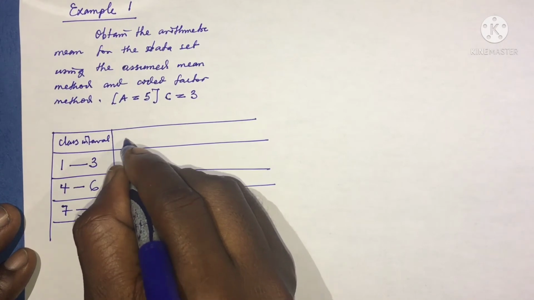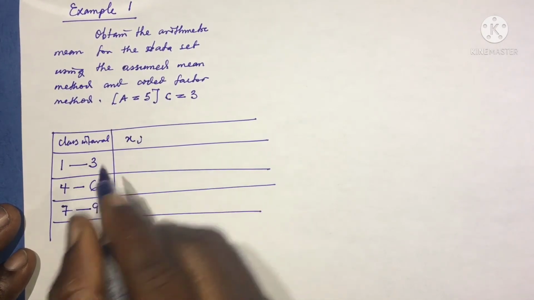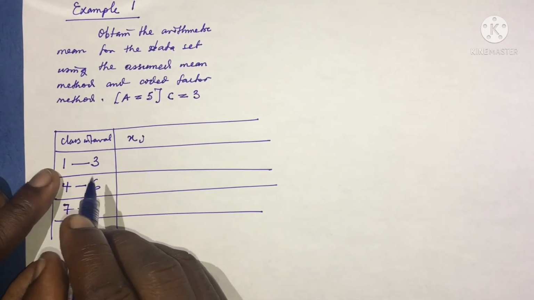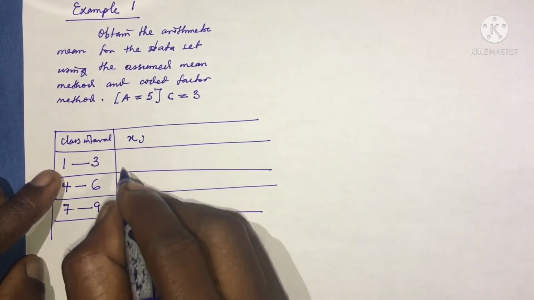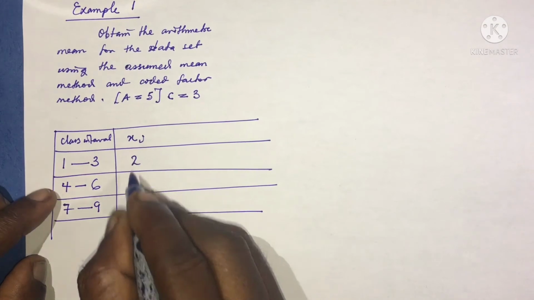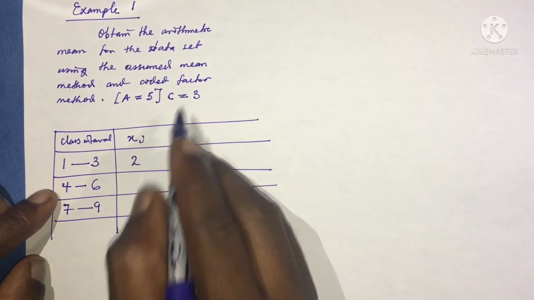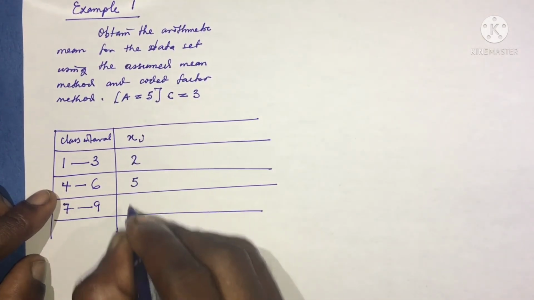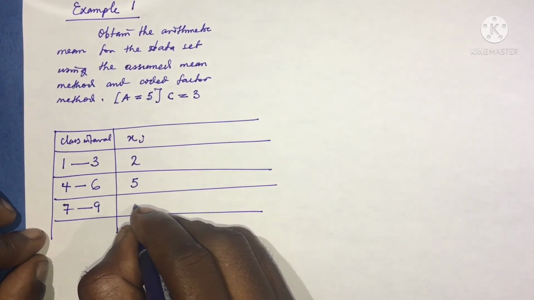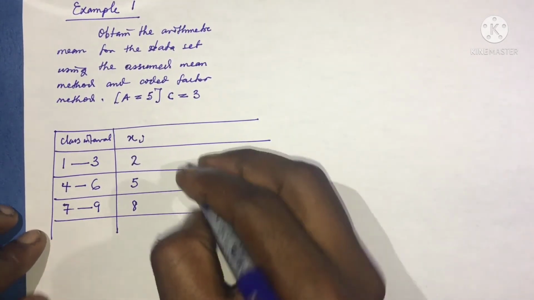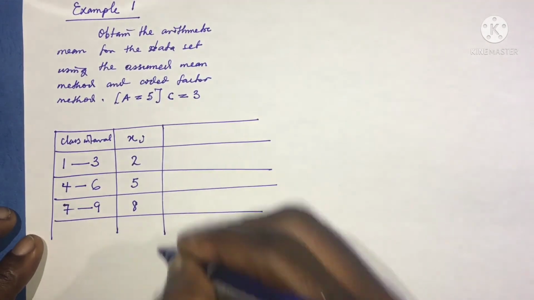This will give us corresponding class marks. So the class mark for this interval will be 1 plus 3 divided by 2. So 1 plus 3 is 4. 4 divided by 2 will give you 2. So if you add 2 to the class size of 3, this will give you 5. Add 5 and 3, this will give you 8. Okay, so these are the class marks.